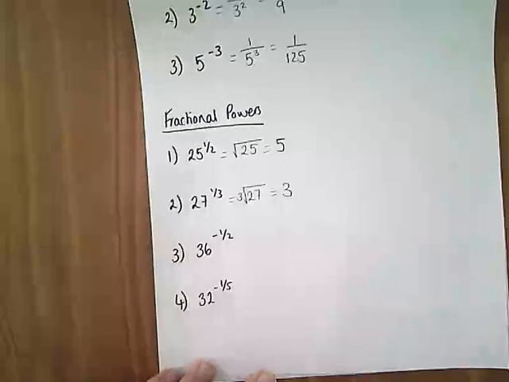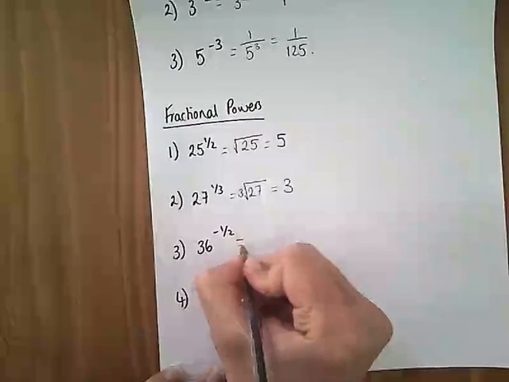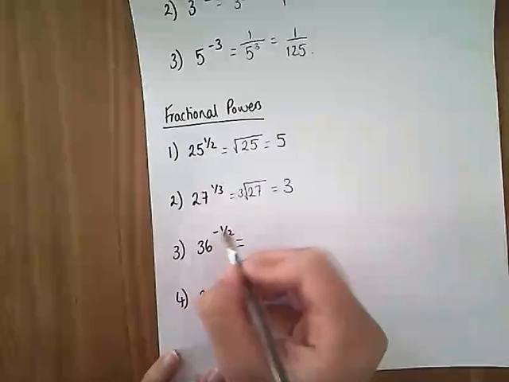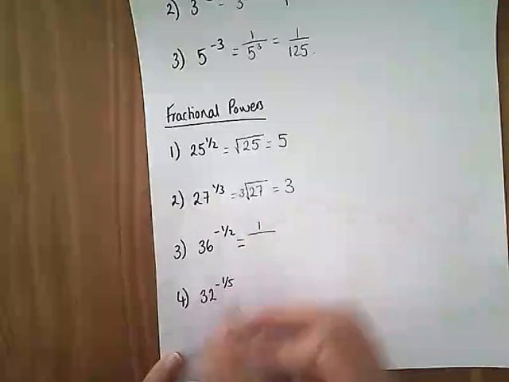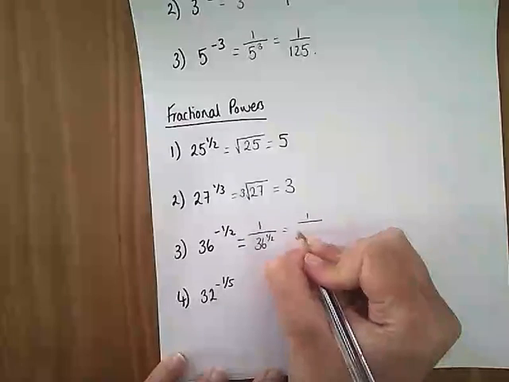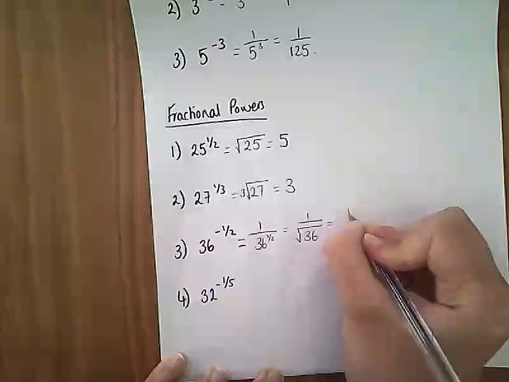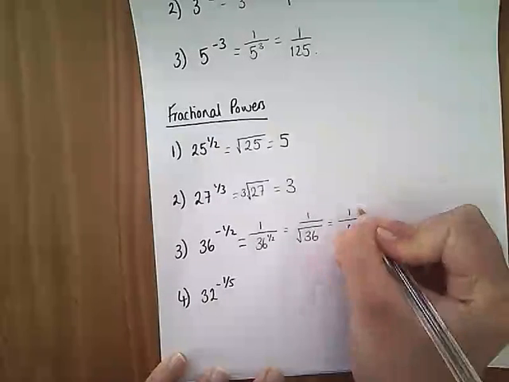Okay, the next two combine negative and fractional. So 36 to the power of minus a half. The minus makes it 1 over. And then we've got 36 to the power of a half. We've learned if it's to the power of a half, it's the square root. And the square root of 36 is 6. So it is 1 over 6.